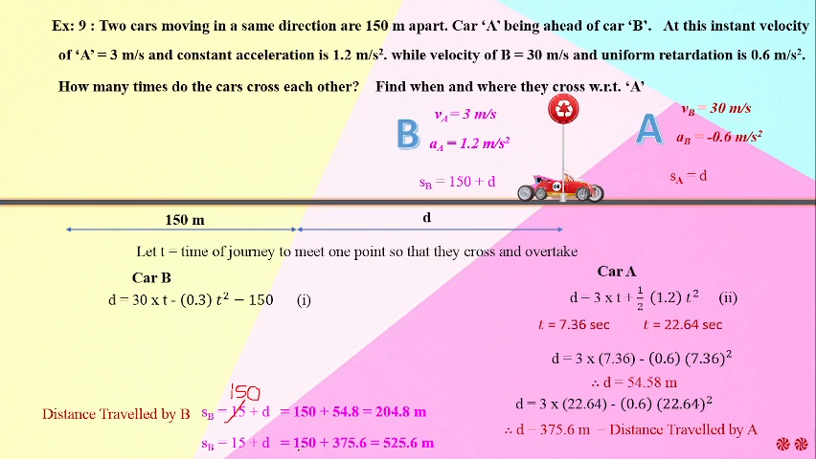Also we have found out the time at which the overtaking is going to take place. Here we concluded the overtaking is going to take place twice. First at T equal to 7.36 at a distance of 54.58, and second at T equal to 22.64 second at a distance of 375.6 meter. Is it okay? And also we have found out the distance travelled by car B at both the times. So with this, I shall conclude this particular problem. I hope you have understood each and every problem which we have seen by now.